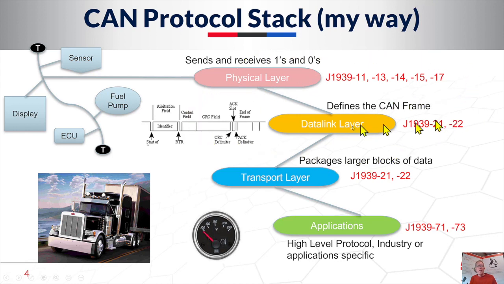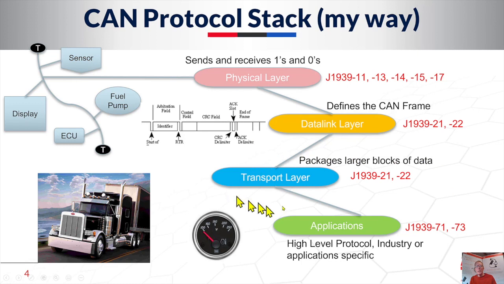Once you can get ones and zeros reliably across the network, the physical layer's job is done, and it passes CAN frames, or those ones and zeros, to the data link layer that puts them in CAN frames and understands CAN frames. The main part of the CAN frame is the identifier and the data phase. There's a CRC, there's some control bits in here, but the data link layer understands all that. The J1939 specifications that define the data link layer are -21 for classic CAN and -22 for CAN FD.